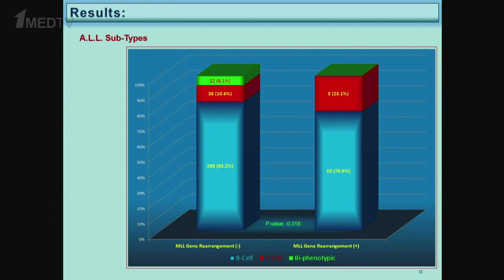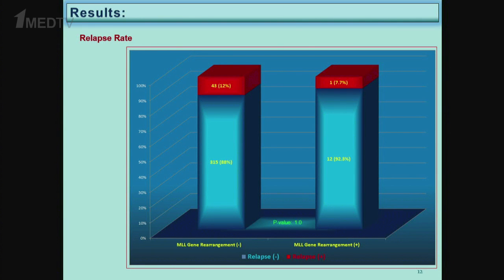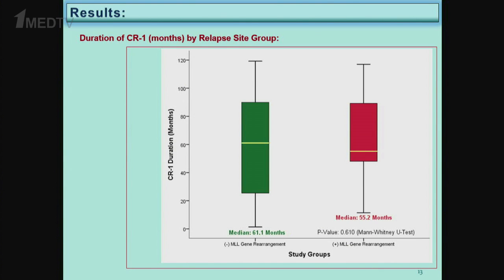For the T cell, it was a little bit higher in the ML arrangement positive. We were like 23% versus 10% in the ML arrangement negative group, but it was not statistically significant. For the relapse rate, it seemed like we have 7.7, almost 8% in the ML arrangement positive versus 12% in the negative group, and it was not statistically significant.